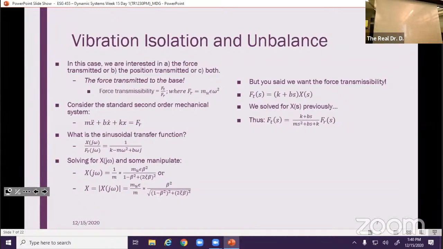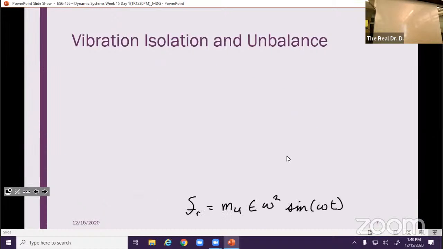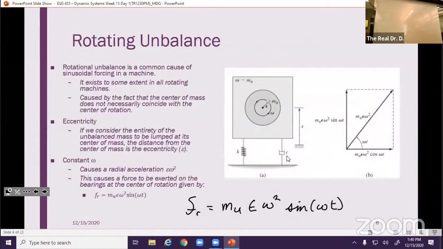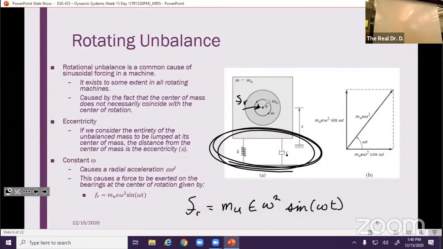Seriously though, how do we know that that's F sub T? I'm going to go back for a second to our original system, because this is how much force gets transmitted through. We have a force at the bearing that we're inputting, and then this is transmitted through the spring and the damper. That's why it's BS plus K.